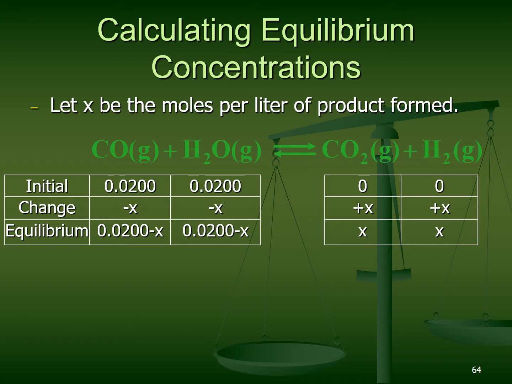So if we lose one CO, we will also lose 1 H2O. We will gain 1 CO2, and we will gain 1 H2. We don't know how many we're going to lose or gain, but we will call that amount X. So if we lose X amount of CO, we're also going to lose X amount of H2O. It means we're also going to gain X amount of CO2, and we're going to gain X amount of H2.